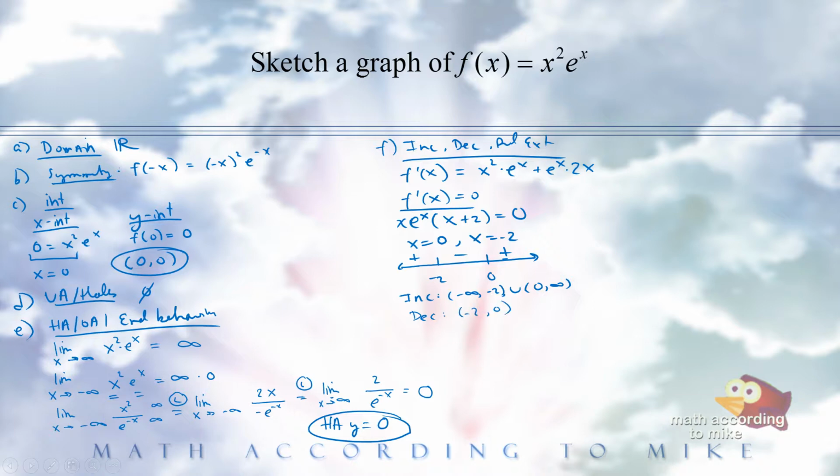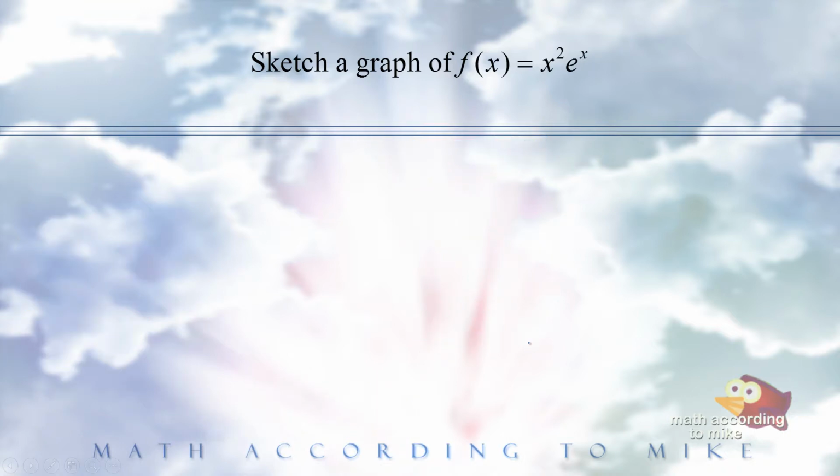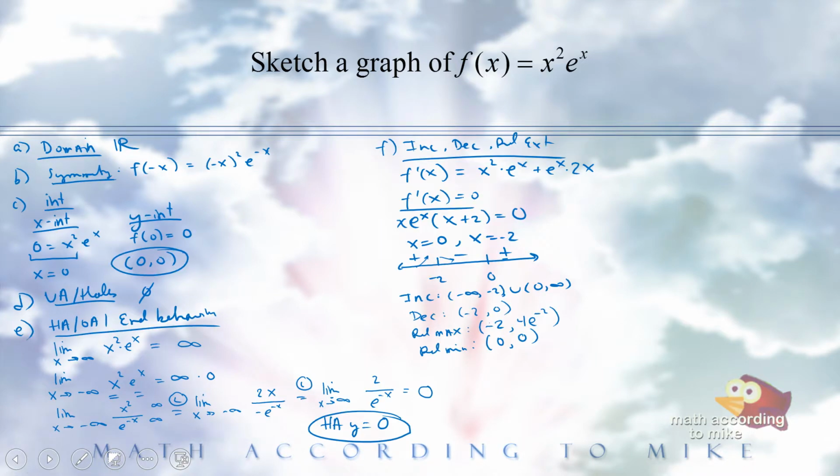Since negative 2 and 0 are in the domain, they cause sign changes and they make the first derivative equal to 0. We have relative extrema there, namely at negative 2, since it goes from increasing to decreasing, that's a relative max, and that'll be at (-2, 4e^-2). And a relative min at 0, 0. How nice. So our x and y intercept happens to also be a relative minimum.